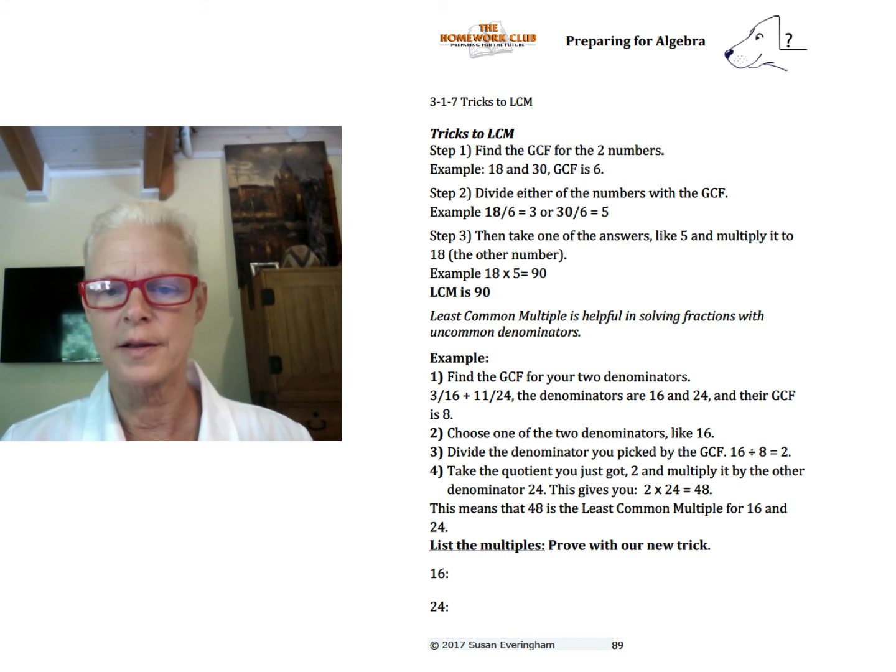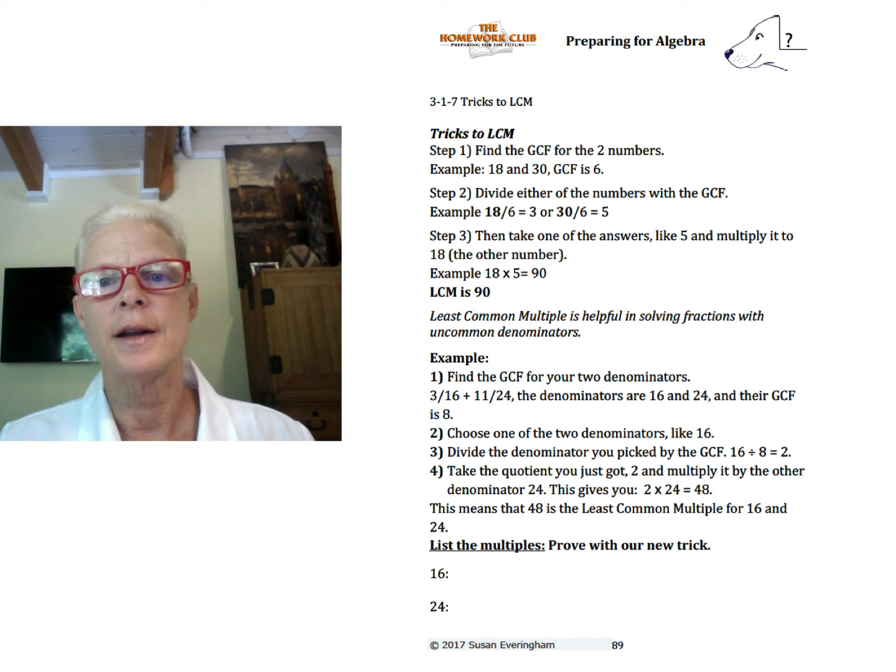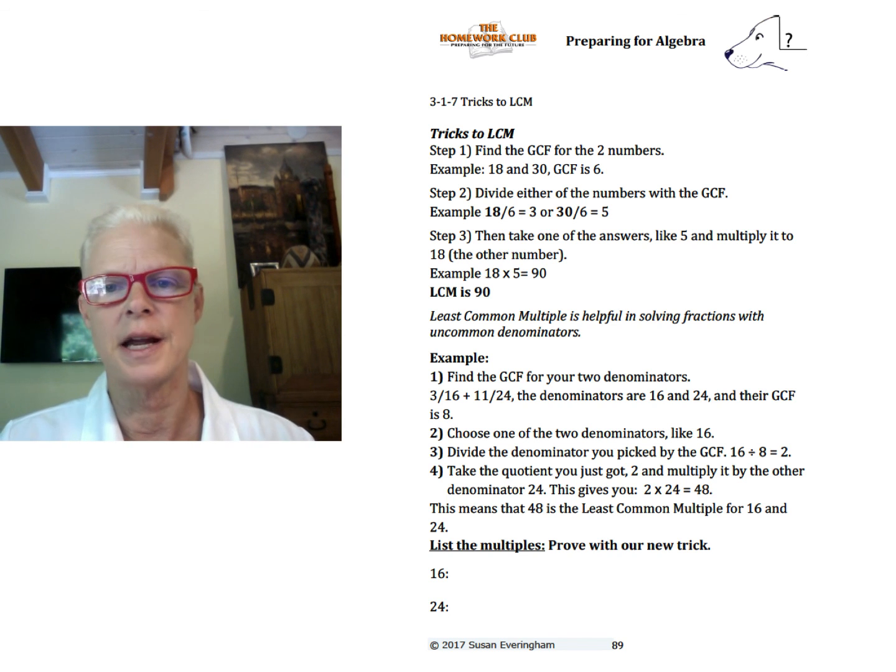Then take one of the numbers after doing the division, like 5, and multiply it to the other number. 5 times 18 gives us 90. So 90 is our LCM in this case of these two numbers.